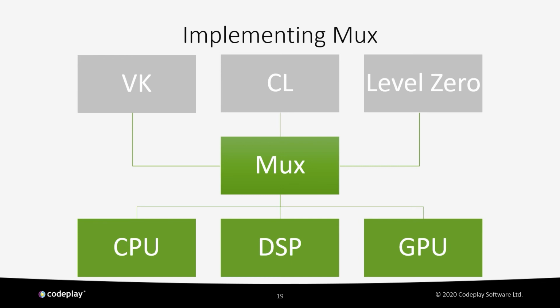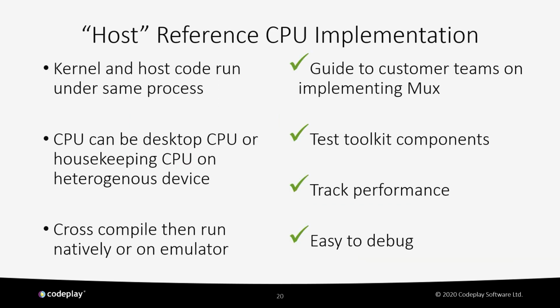Now that I've talked a bit about building open standards on top of the MUX API, I'm going to talk about how we implement the MUX API for customer targets. Our generic ComputeAorta codebase provides a reference CPU implementation of MUX, which the generic ComputeAorta team develops, and this is called host. On it, the device-side kernel code runs in the same process as the host runtime code on the CPU, just via a function pointer. This CPU could be a desktop CPU on most developer machines, but it could also be a small embedded CPU on a heterogeneous device for housekeeping.